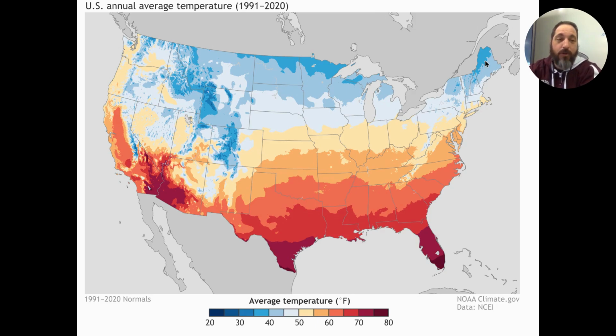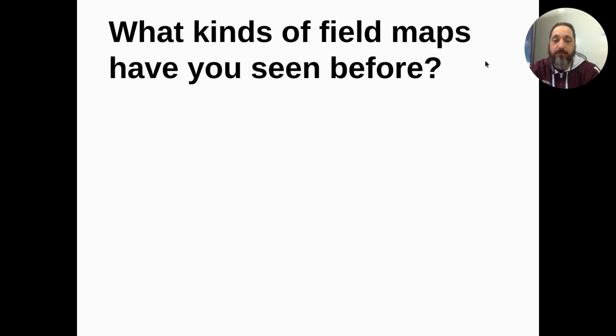So here's an example of a field map that's showing temperature, right? We can see that different temperatures are indicated by different colors on this map. And we can see, the isotherms aren't actually on here, but we can see where each of those colors is divided and where one set of temperatures stops and one set of temperatures begins.